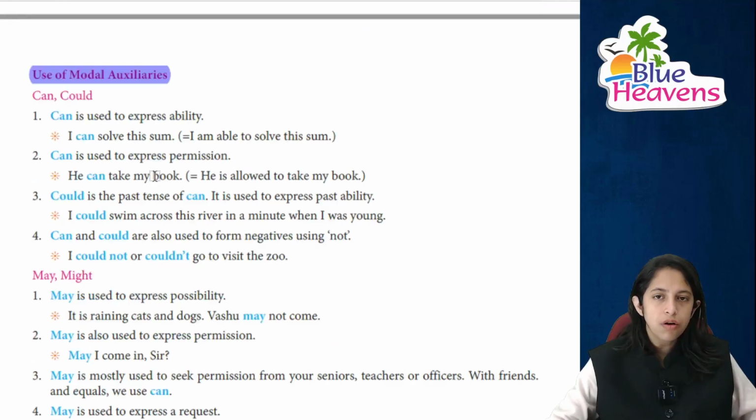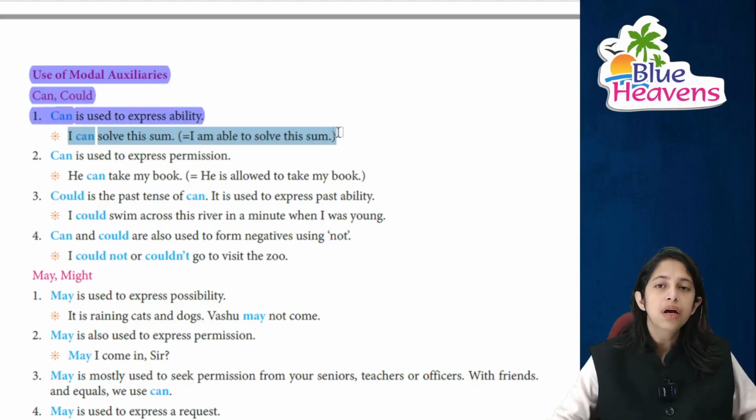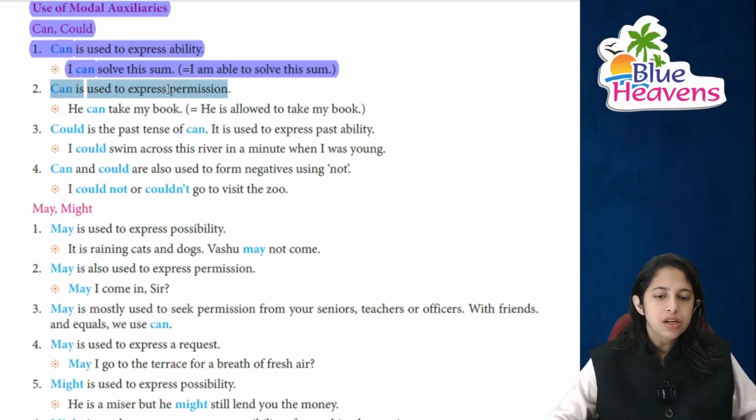What are the uses of modal auxiliary? Can or could. Can is used to express the ability कि आप उसको कर सकते हैं, आपके अंदर क्षमता है. I can solve this sum and I am able to solve this sum. Can is used to express the permission. He can take my book. वो ले सकता है. He is allowed to take my book. Could is used. Could किसका past form है?